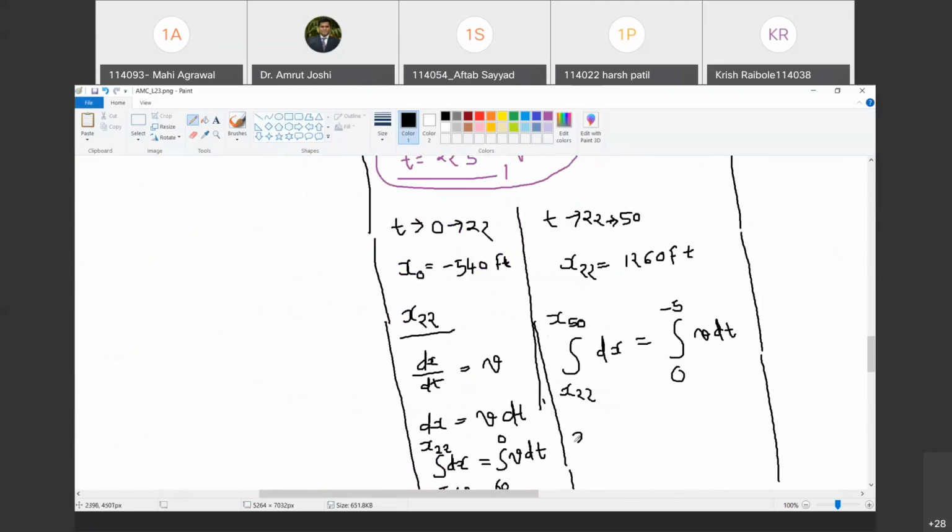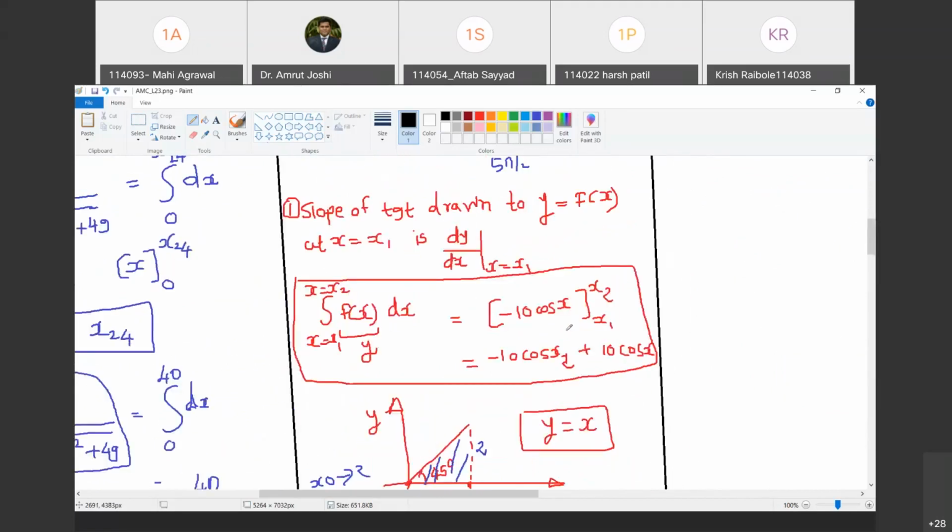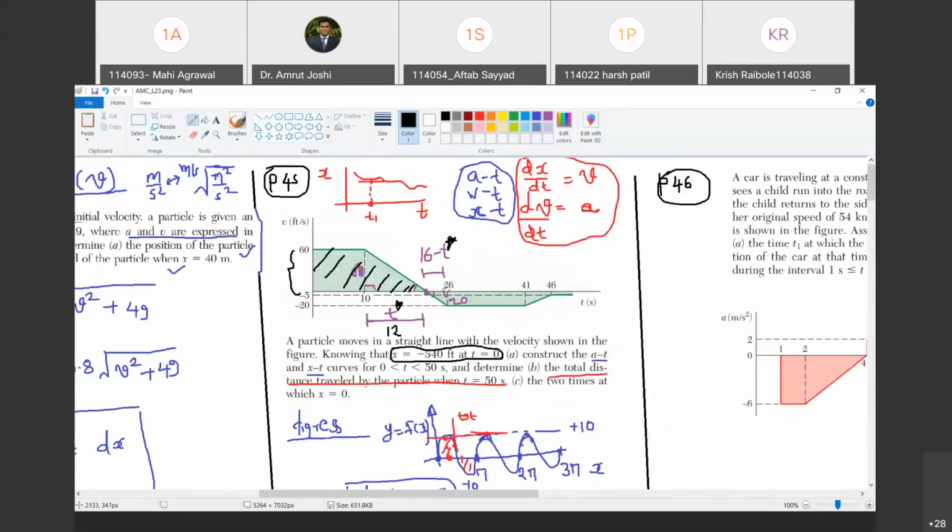It is x50 minus x22. But what is x22? x22 is 1260. And what is this area under the curve? What is this integration on the right hand side? It is nothing but the area under the curve from 22 to 50 seconds. Which area? This whole area. Are you with me? Yes, sir.